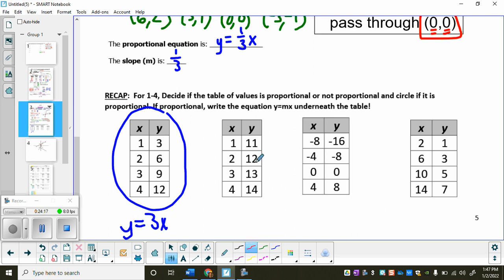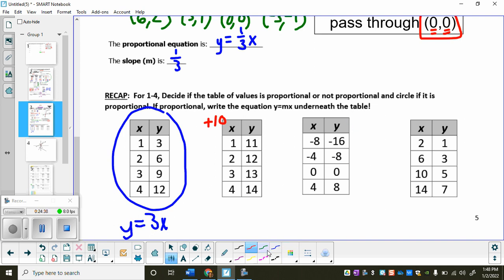All right, what about this guy? So we've got times nothing, really. I can't see 4 times anything. Oh, so plus 10. If I did plus 10, plus 10, 2 plus 10. So this one is a plus 10 situation, but we're not going to circle it because it's not proportional, okay?